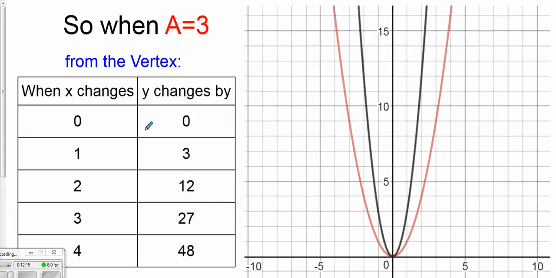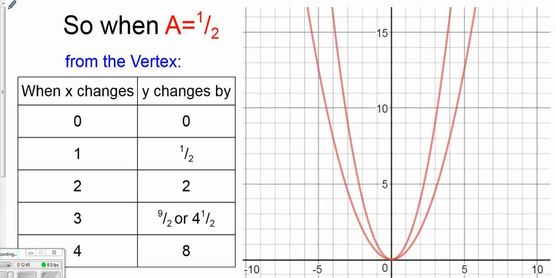When a equals 3, here would be our reference chart. Same thing. Again, here's our vertex, over 1, up 3 this time instead of up 1. Over 2, up 12 this time instead of 4. Over 3, up 27 this time instead of up 9. So you can see how much quicker these ones are going to grow. When your a value is bigger, it grows a lot faster and it makes it more narrow.